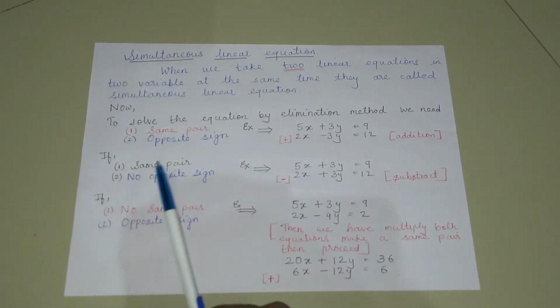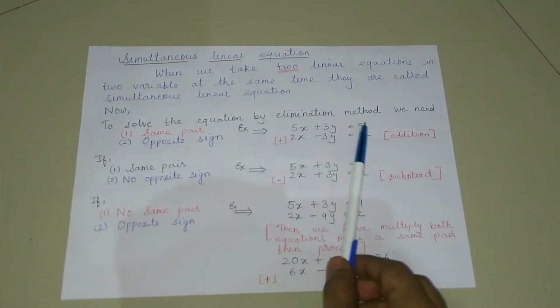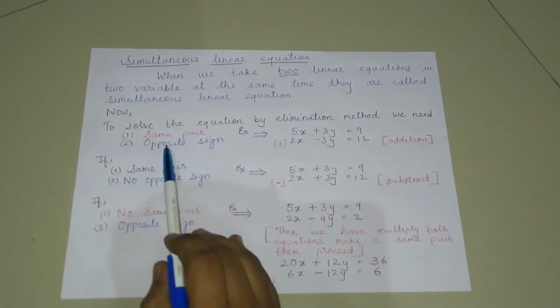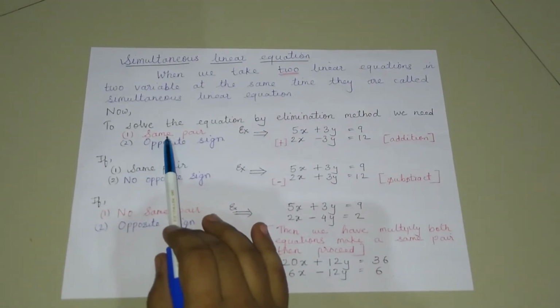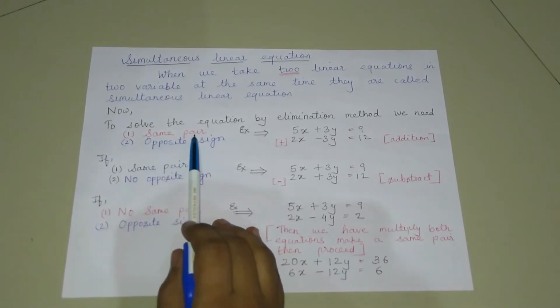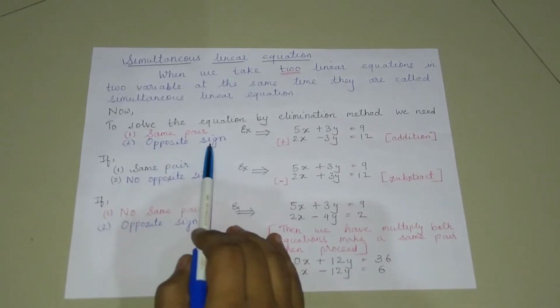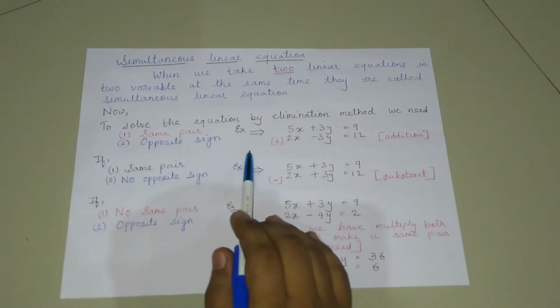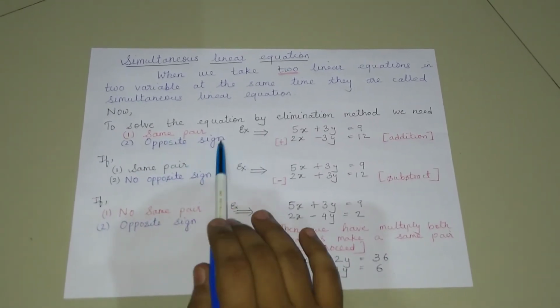Now, to solve the equations by the elimination method, what do we need? The simultaneous equations should have the same pair and opposite sign. Now you will ask, what does it mean, same pair and opposite sign?